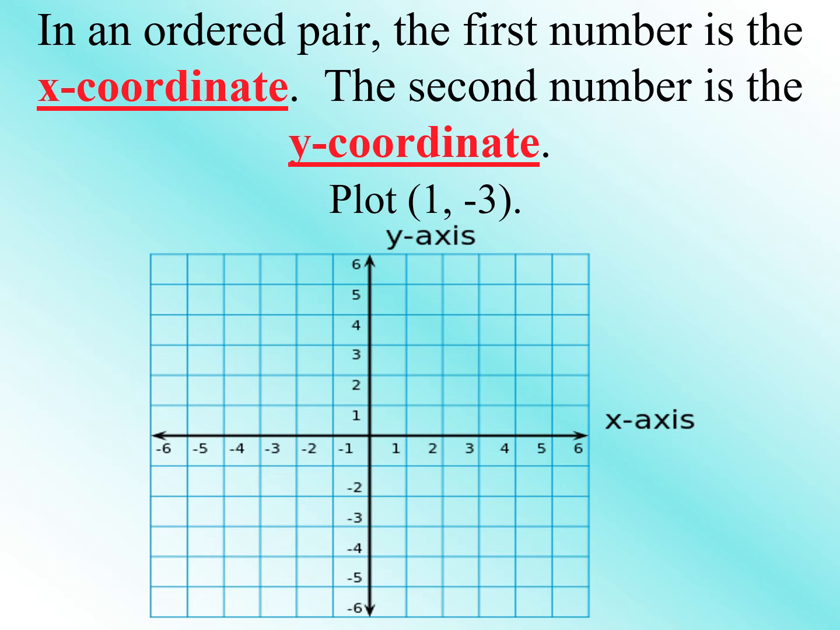Now let us have the last one, plot (1, -3). We take a look at 1 along the x-axis and -3 along the y-axis. At their intersection, we put a dot and name the point (1, -3). That is how we plot or graph coordinates along the coordinate plane. So the x comes first before your y.